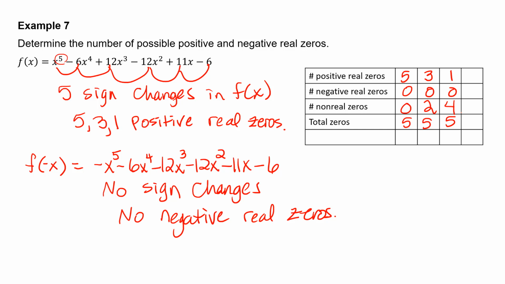But it seems like in the book, they don't really care about every possible scenario. They just want you to tell them how many positive real zeros and how many negative real zeros for this kind of problem, where you're just showing how to use the rule of signs.